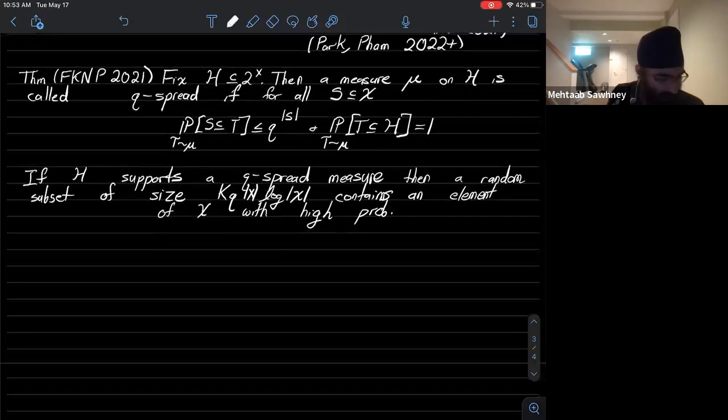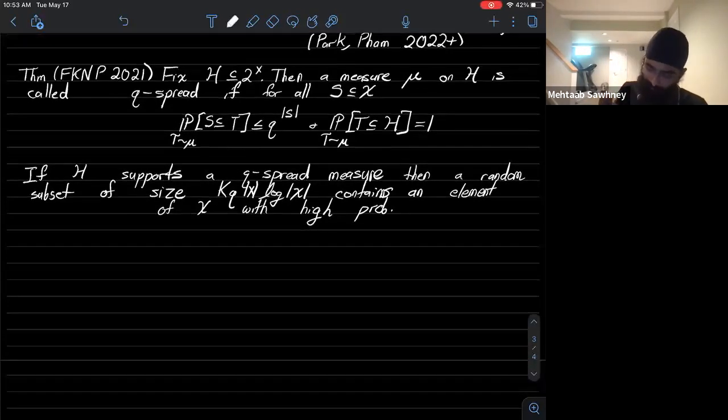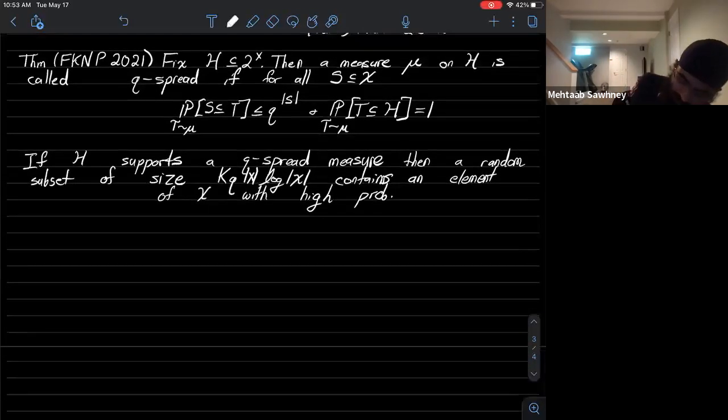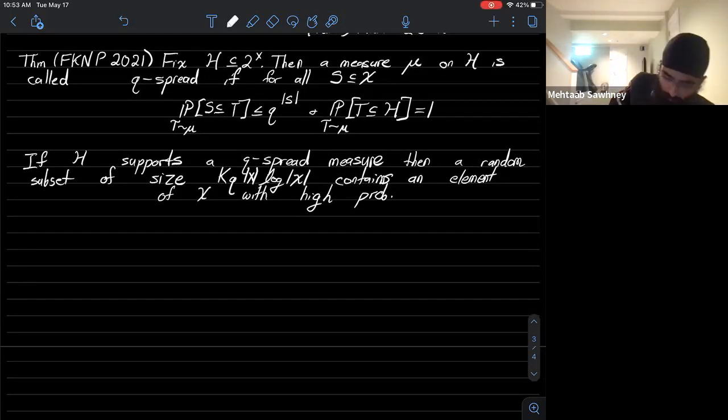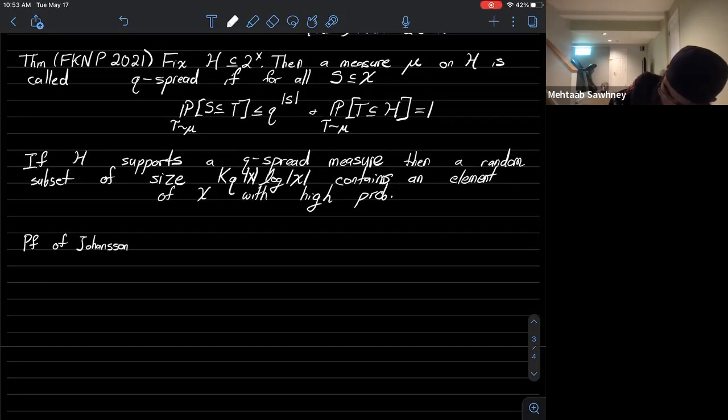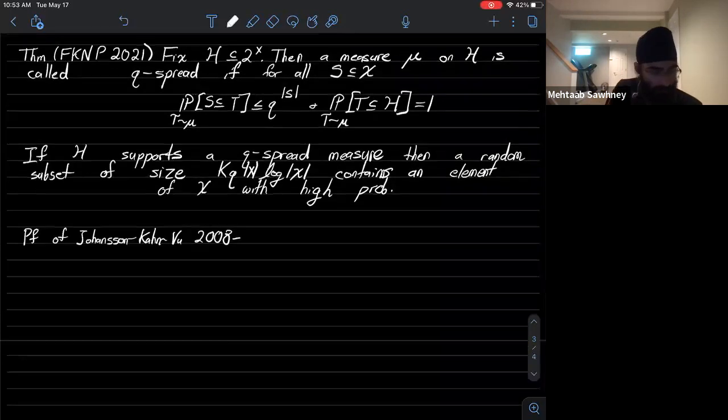The way this result is stated may seem a bit tricky to use, but I think it's an extremely powerful result. And so the first thing I want to do is give an example of how one applies this. And for that, I want to give a proof of Johansson-Kahn-Vu. So there are results from 2008 regarding containing a triangle factor.